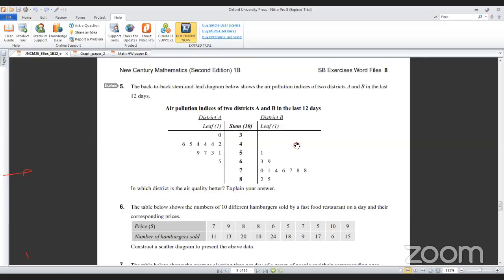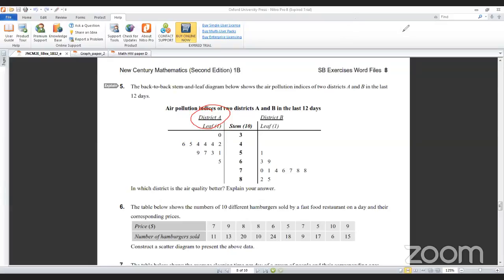Now, one simple question: in which district is the air quality better? Explain your answer. If you know something about the pollution index, of course, if it is getting higher, it means more polluted, which means lower quality. Therefore, if the quality of air is good, the pollution index should be small, should be low. I think most of you are able to answer that it should be district A. But you have some problems in explaining the answer.